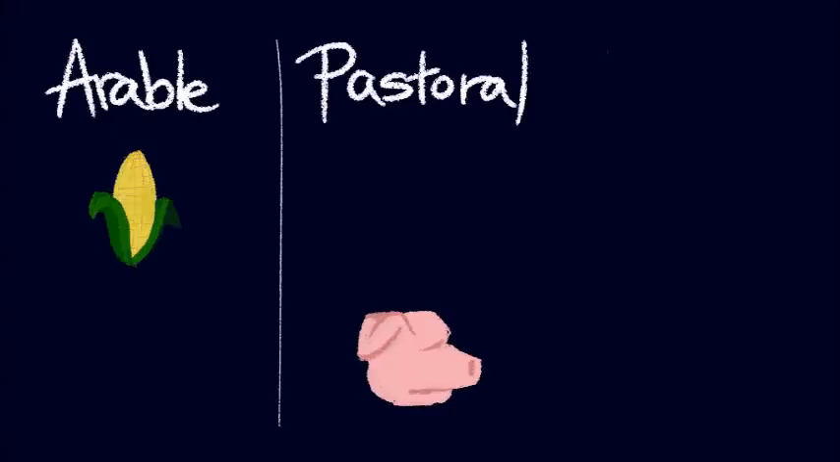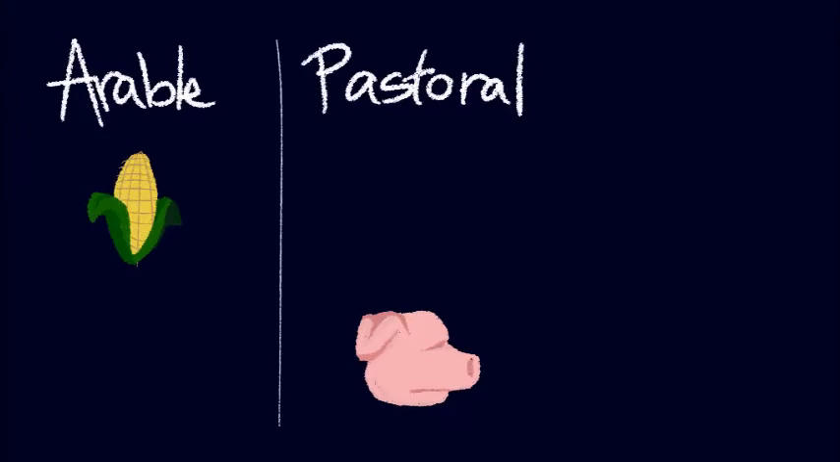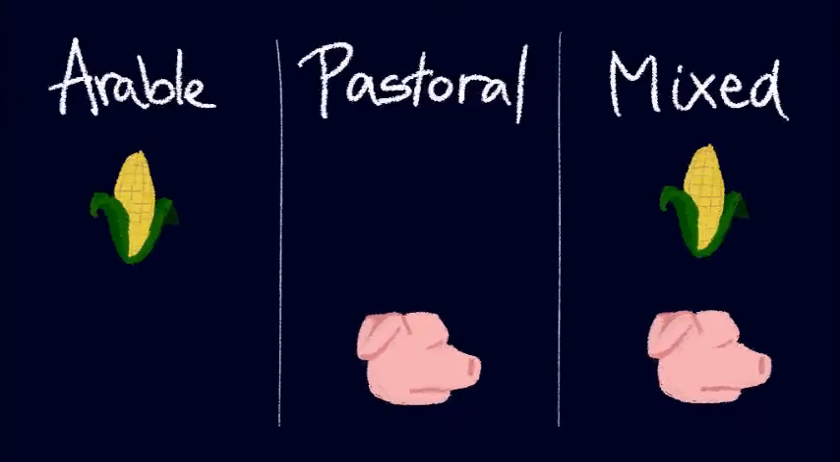The first being arable farming, which cultivates just crops. The second being pastoral farming, which keeps livestock but not crops. And the third being mixed farming, which is involved in both. Often in mixed farming, the crops are partially used for the livestock.